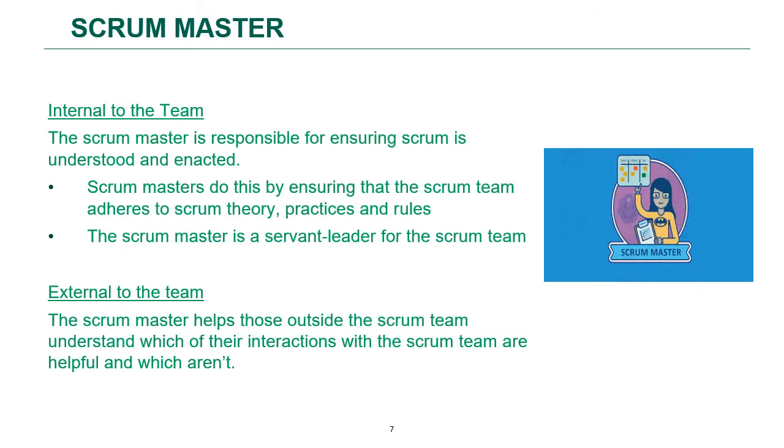So the Scrum Master is the one who is responsible for promoting and supporting the Scrum as defined in the Scrum Guide. So internal to the team, he is responsible for ensuring that the Scrum is understood and enacted, and how the team adheres to the Scrum theory, practices, and rules. And he is referred to as a servant leader for the Scrum team. And external to the team, he helps those outside the Scrum team understand which of the interactions with the Scrum team are helpful and which aren't, and also helps in resolving the impediments and coordinating across the different teams. So let's cover the responsibilities in more detail in the next slide.